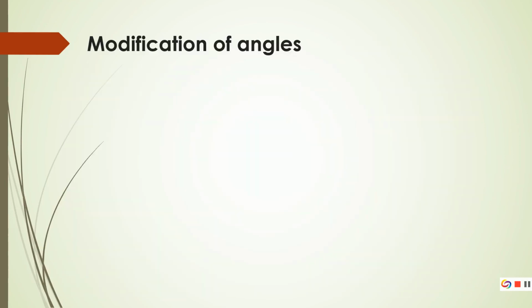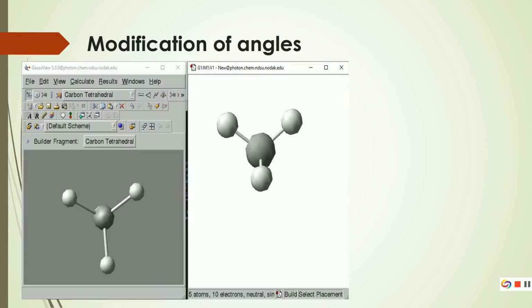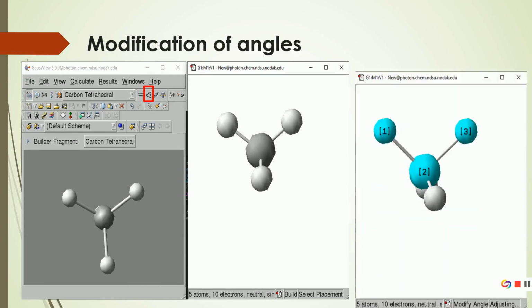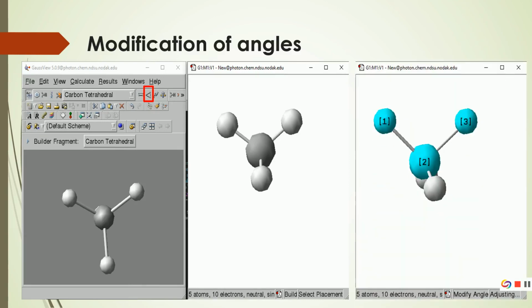So, modification of angles. How do we modify? Similarly, this window appears. For the modification of angle, we have to choose this icon, the angle icon, as mentioned by Gwendolyn. Now we have to choose 3 atoms. Which 3 atoms' angle do we want to change? Atoms number 1, 2, and 3. So see clearly.